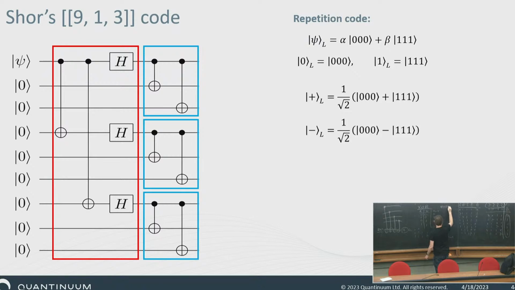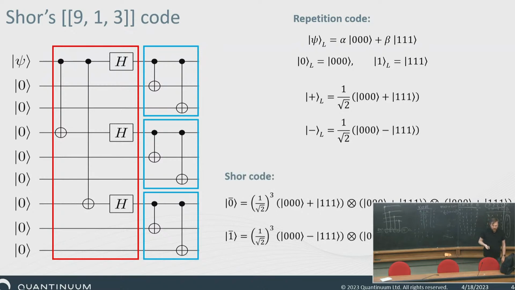Because in general, the Hadamard on 0 is equal to the plus state, which is the same thing as 0 plus 1 over the square root of 2, which you've seen a bunch of times. Maybe I even wrote it. Anyway, this is just taking this thing and substituting 0, 0, 0 here and 1, 1, 1. So that's the logical version of the plus state and the logical version of the minus state.